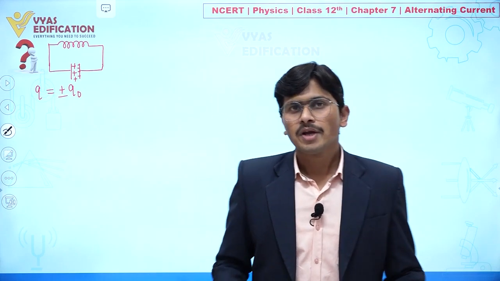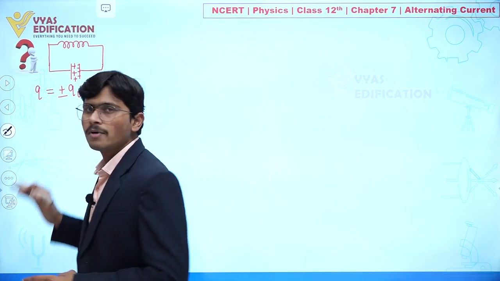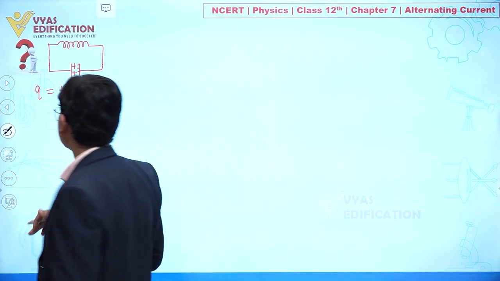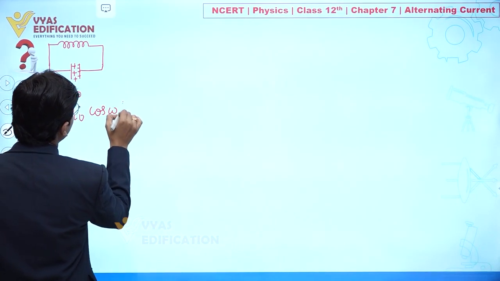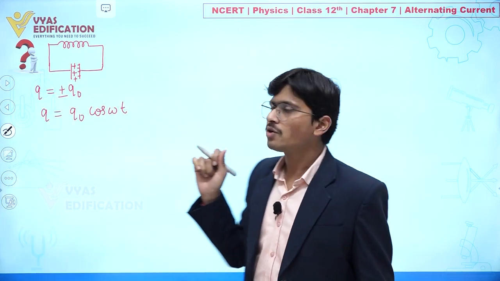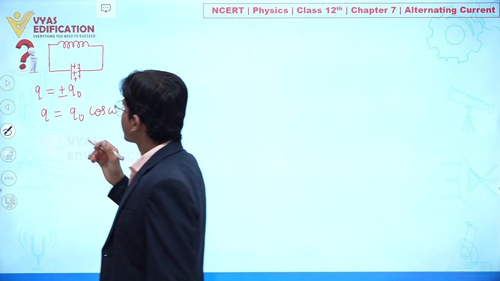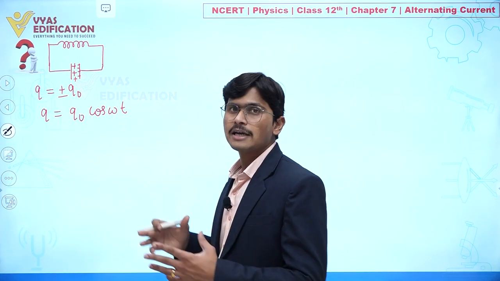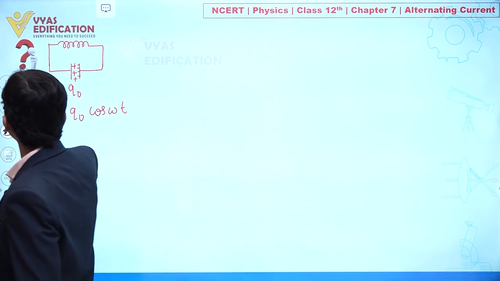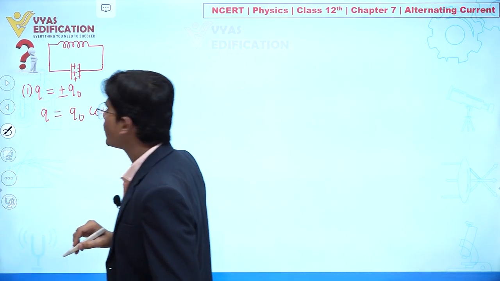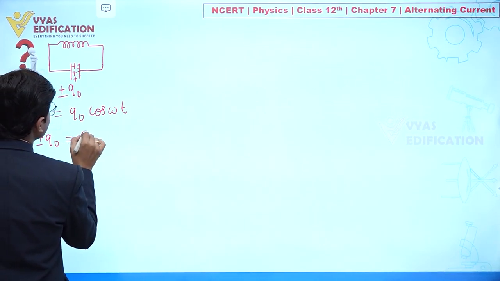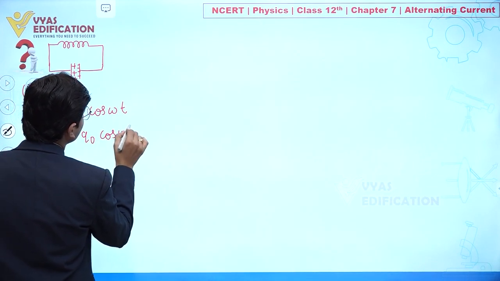Now when we talk about LC oscillation, the expression of charge flowing in LC oscillation is given by Q equal to Q naught cos of omega t. Clear to everyone? So here all the energy stored is electrical energy, which means Q is equal to plus minus Q naught. So plus minus Q naught is equal to Q naught cos of omega t.